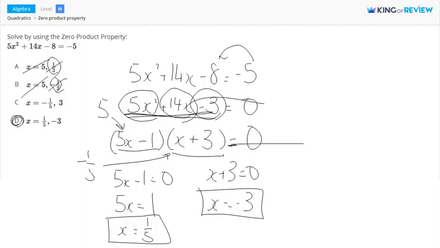And C says negative 1/5. Well, if we plug in a negative 1/5 to this equation right here, the 5's do cancel, but it's going to be a negative 1. Negative 1 minus 1 is not 0. That's why this is wrong, and the theory is wrong too. That's why the answer to this question has to be D.